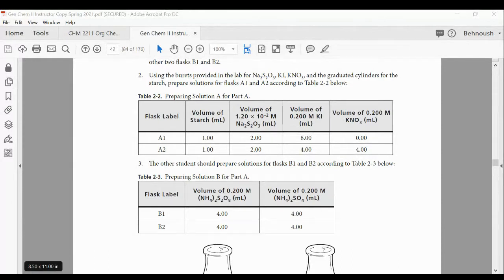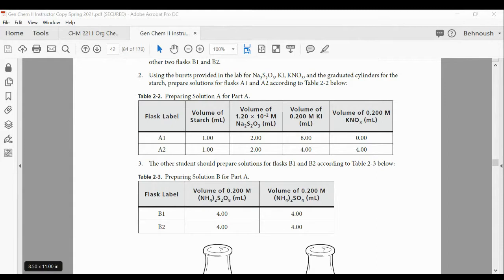Just look at the header for that table. It says volume of 0.2 molar. Perfect, thank you. Okay, so you have 0.2 times 8 milliliters. So this is 0.2 capital M and this is milliliters, equals M2, which is unknown because that's what we are trying to find. We are trying to find the M2 concentration after mixing.